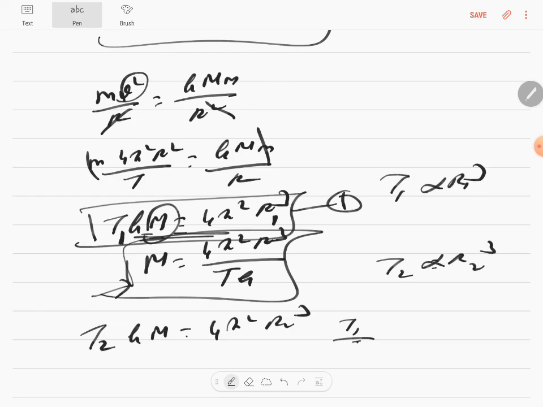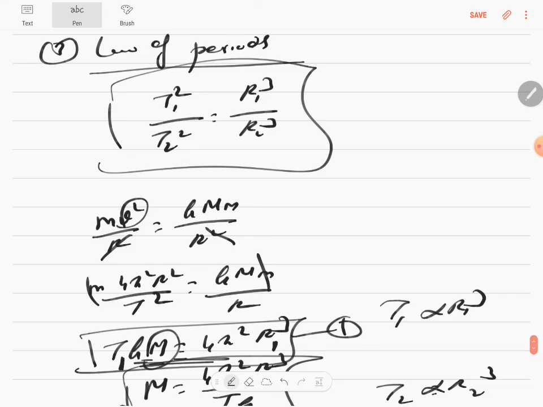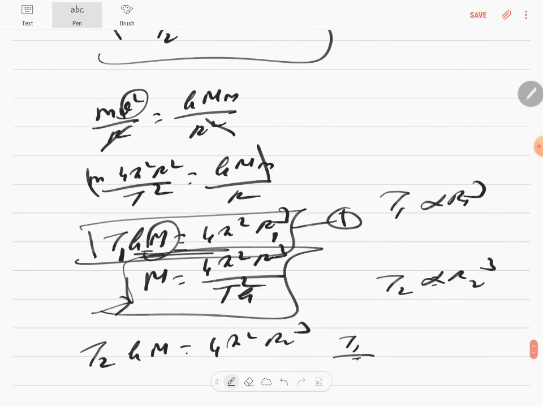Therefore T1 square by T2 square, because velocity is 2 pi r by T, there has to be a T square. I forgot the T square. Making mistake after mistake because I'm rushing through. Are you clear?